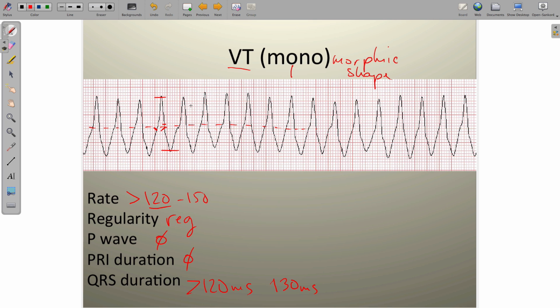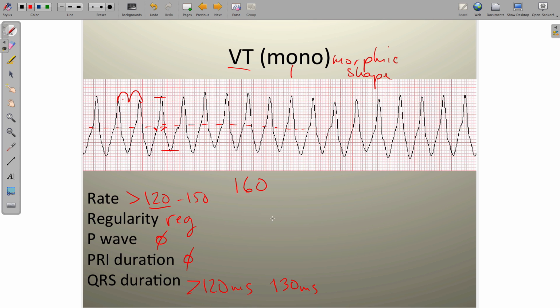You'll notice that the rate here is right around the 160-ish mark. This would be, let's say, 300. This would be 150. So it's right around 160. So this is a little bit fast. You're okay with that, but it's got to be over 120. That's the important piece. So 160 is okay as well.